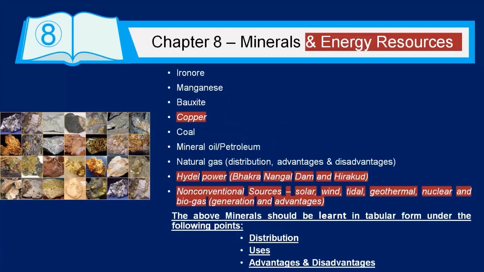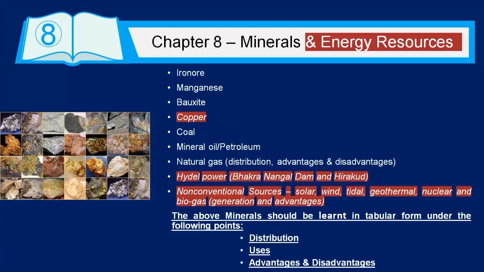In Mineral and Energy Resources Part 2, you have to study the difference between conventional and non-conventional resources. In conventional resources, you have to study only coal, petroleum and natural gas. These you have to study under the headings types, distribution, areas, advantages and disadvantages. You can study them in tabular form. In hydropower, Bhakra Nangal Dam and Hirakud Dam have to be done under the heading location, dams and benefits.